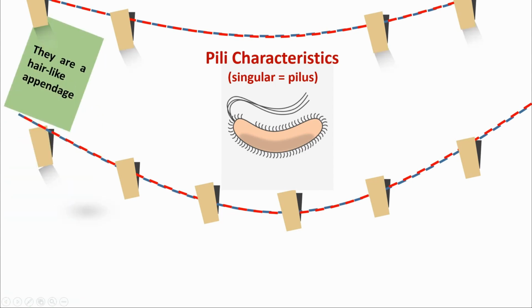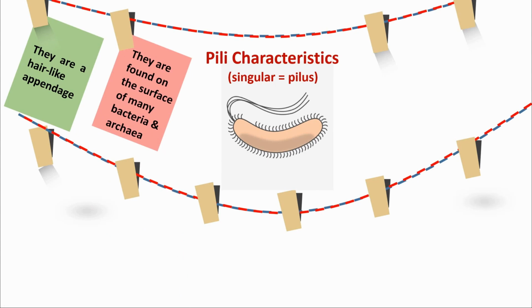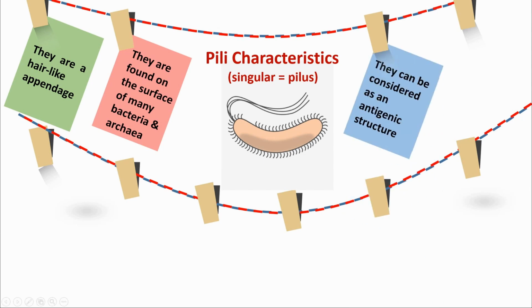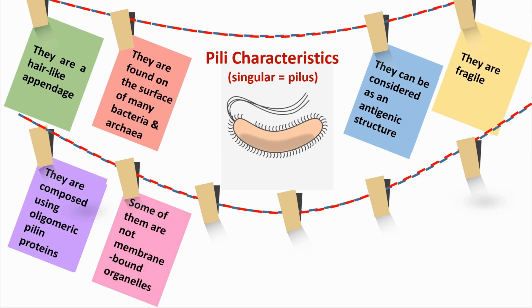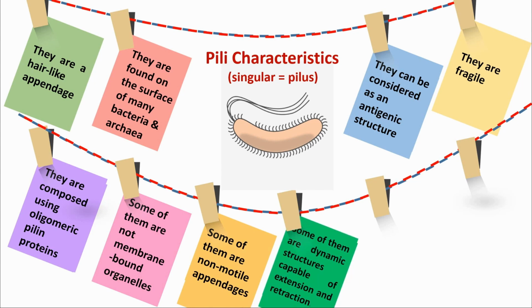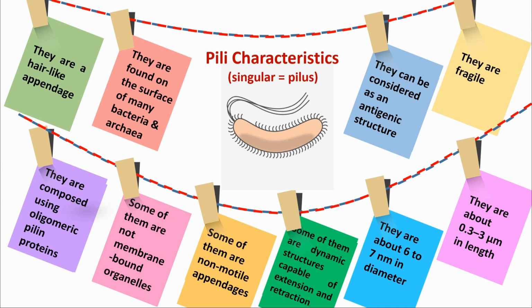Pili characteristics. They are a hair-like appendage. They are found on the surface of many bacteria and archaea. They can be considered as an antigenic structure. They are fragile. They are composed of oligomeric pilin proteins. Some of them are not membrane-bound organelles. Some of them are not motile appendages. Some of them are dynamic structures capable of extension and retraction. They are about 6 to 7 nanometers in diameter, and they are about 0.3 to 3 micrometers in length.